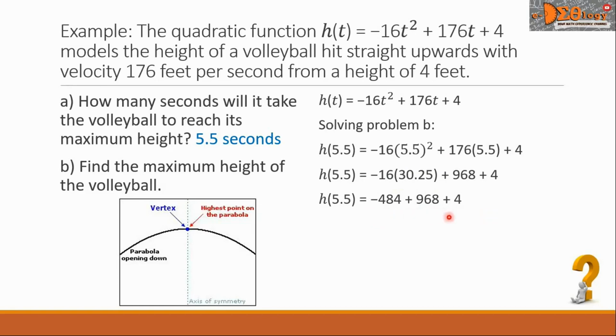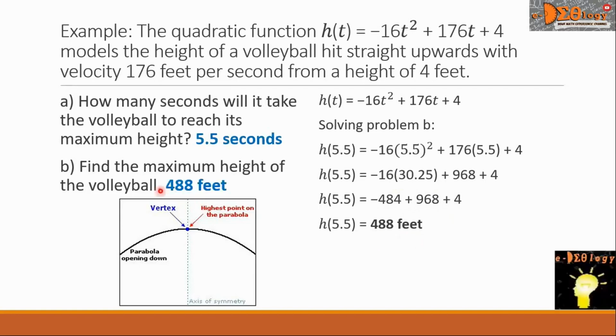Simplifying these three numbers, we have now 488. And this is the height given in feet. Let us copy this opposite problem B. And this is our answer. Take note, the vertex of the quadratic function is 5.5, 488. This is our final answer.